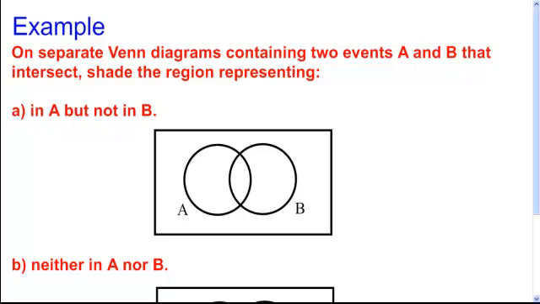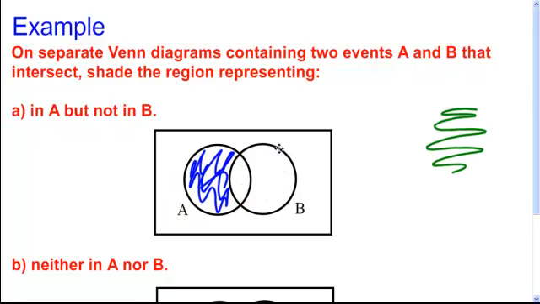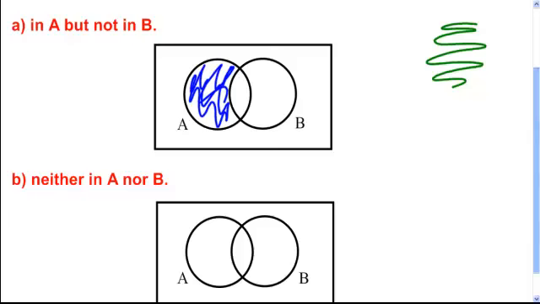such as in part A, it needs to be in A but not in B. So not B means I cannot include any of B, but it has to be in A. So the only thing that's in A is this portion here, but it doesn't include anything that they cover. So I'm going to pull that part out. So it should only be in A, but it can't be in any part of B. So sometimes it's a little easier to look at what it can't be in.